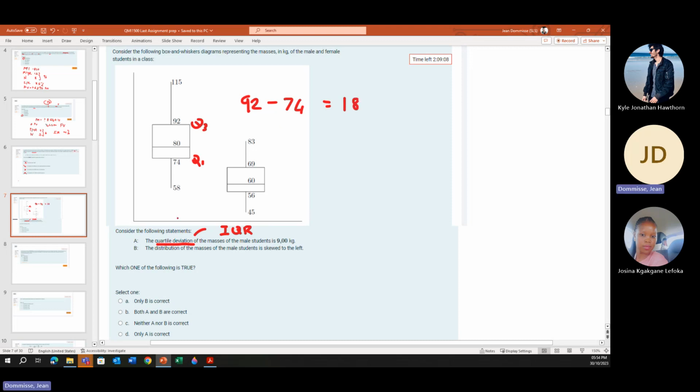Okay, so A is wrong. So A is wrong. Neither A nor B is correct. Both A and B are correct. Okay, so for me, it's between those two. Carla, I hope you've got the correct one for this as well.